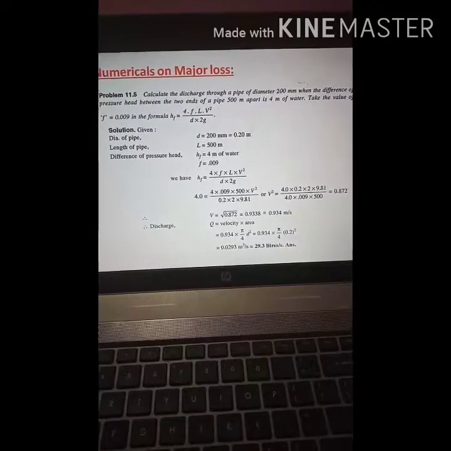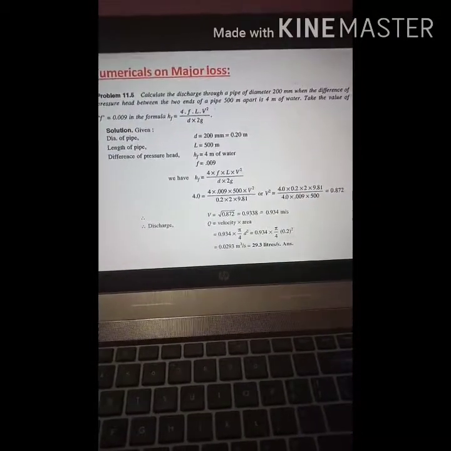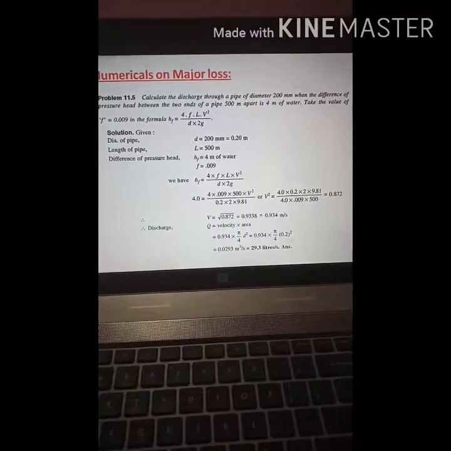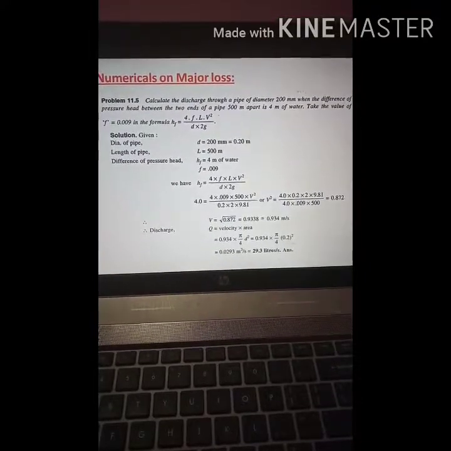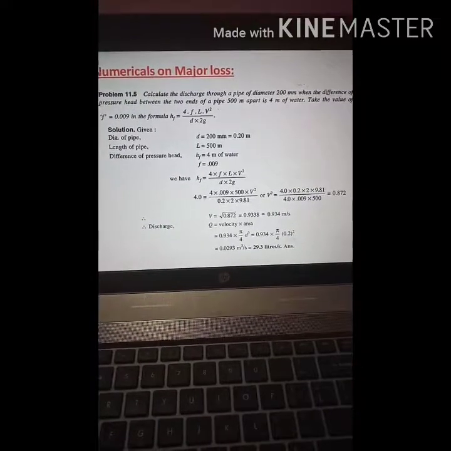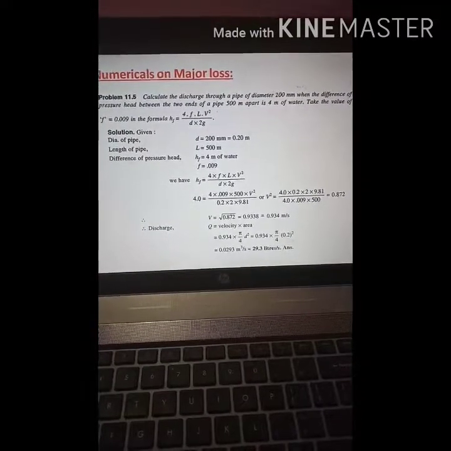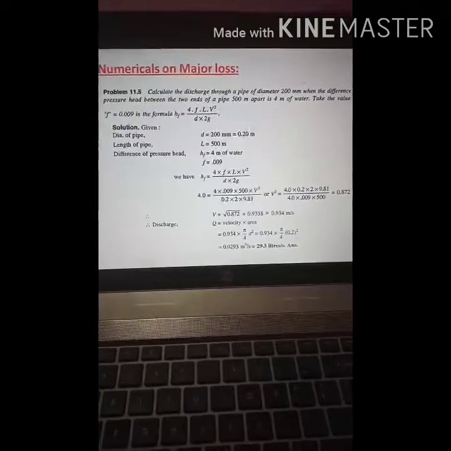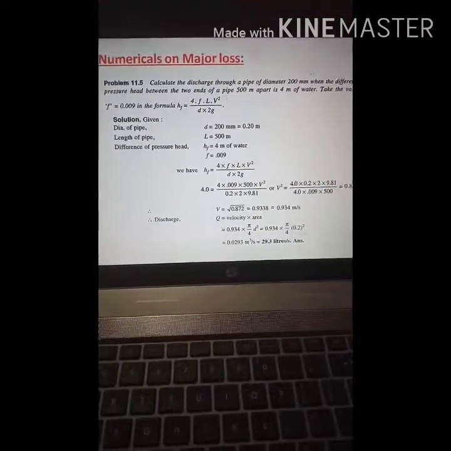And it is very simple to calculate discharge from the velocity, as it is given by velocity into area. So area is pi by 4 d square. So you will get the discharge as pi by 4 into 0.2 square multiplied by the velocity 0.934, that is coming as 0.0293 meter cube per second or 29.3 liters per second. So it was a very straightforward problem.